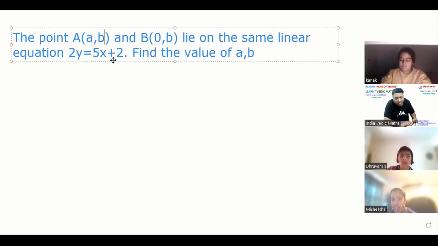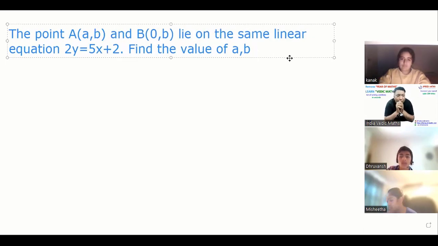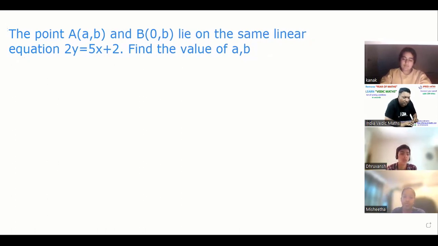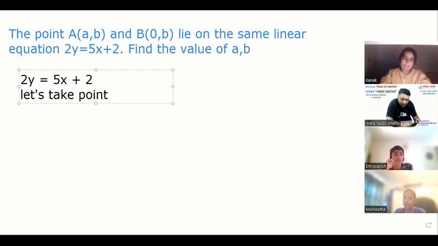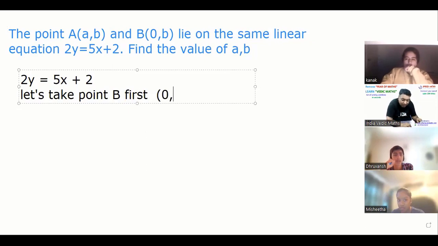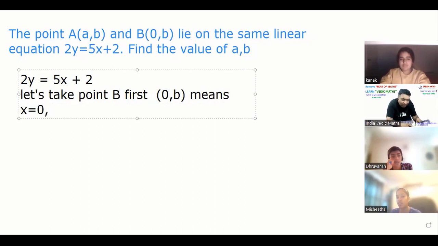No, forget about calculation. What is the method? The points A and B lie on the same line, correct? Dhruvan, what is the first step? What is the equation of the line given? It's given as 2y is equal to 5x plus 2. Okay. Let's take point B first because there is 0 there, right? What are the coordinates of point B? It says 0 comma b. That means X is 0 and Y is b. Dhruvan is going to substitute X equal to 0, Y equal to b in this equation. That's what he's going to do.